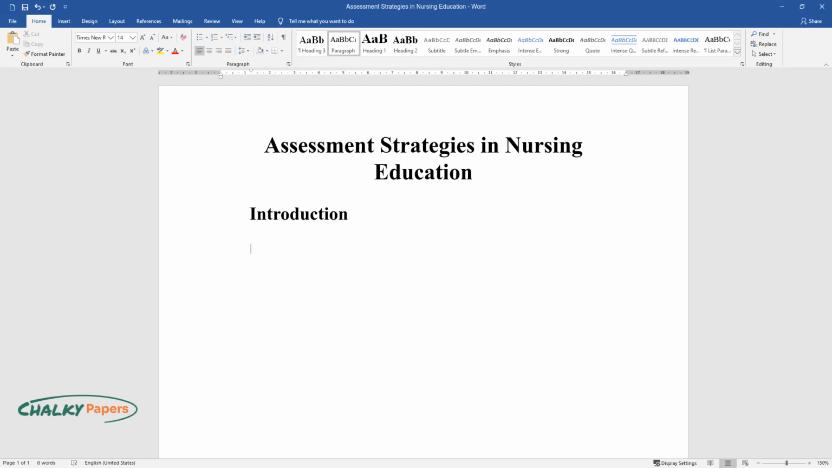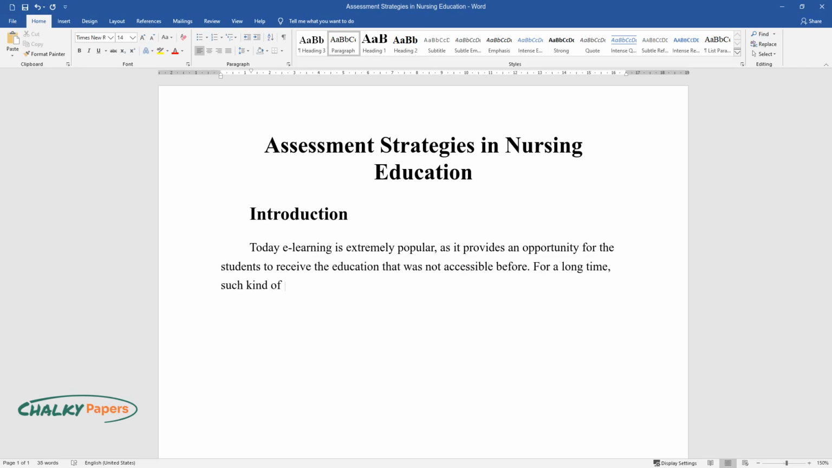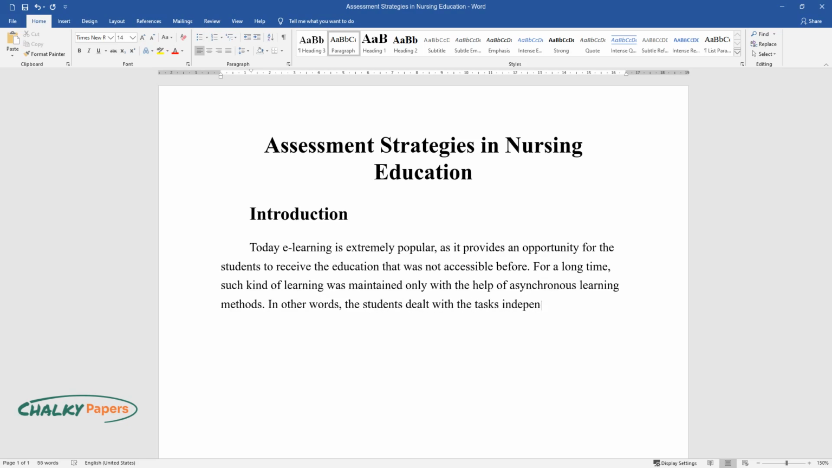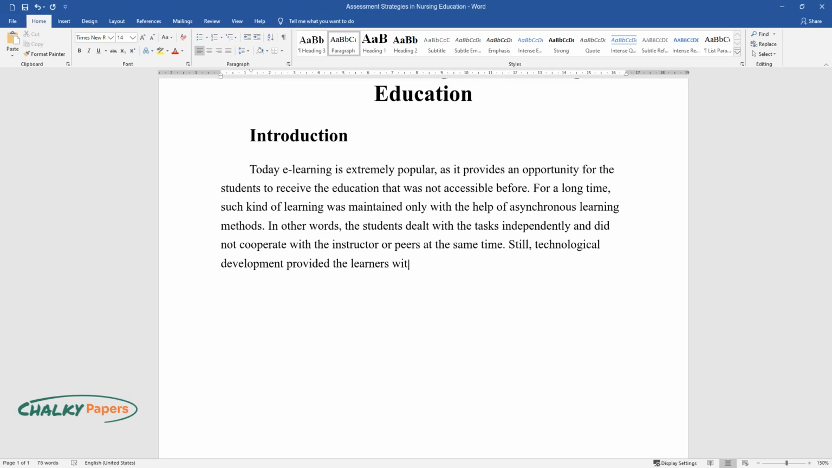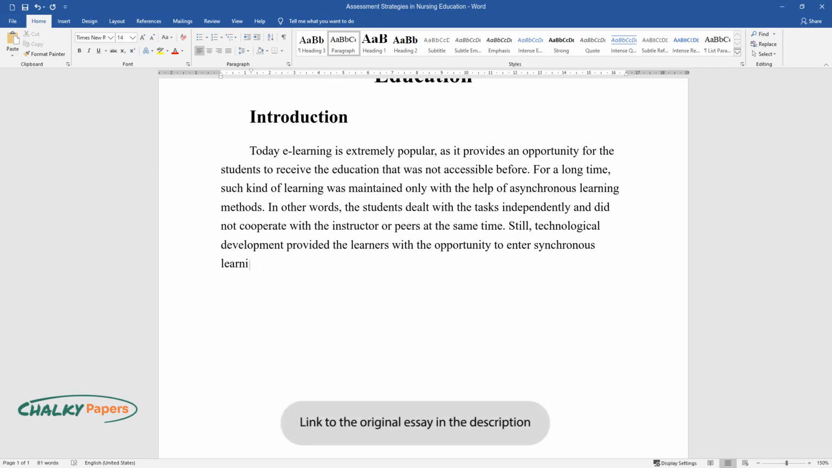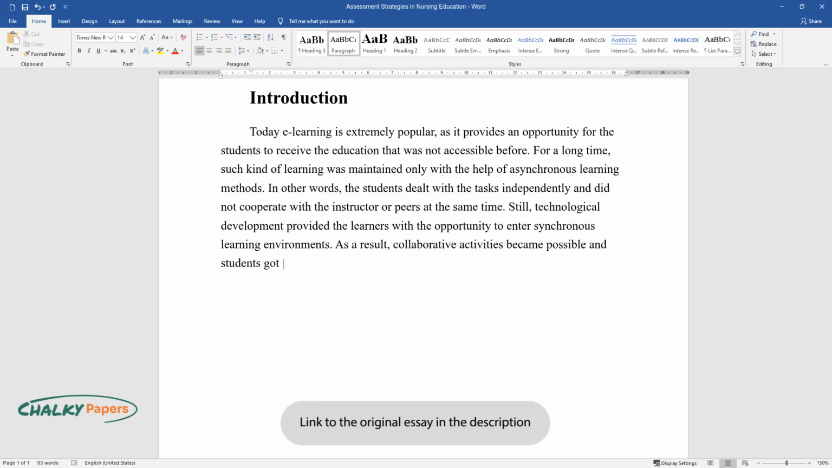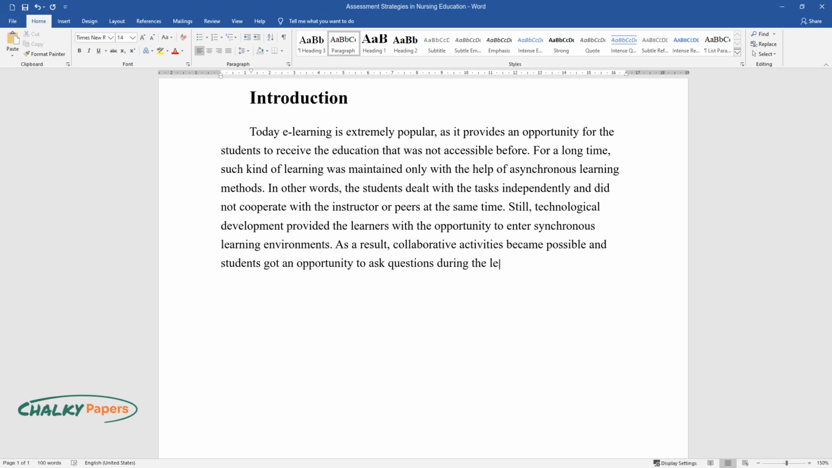Introduction. Today e-learning is extremely popular, as it provides an opportunity for the students to receive the education that was not accessible before. For a long time, such kind of learning was maintained only with the help of asynchronous learning methods. In other words, the students dealt with the tasks independently and did not cooperate with the instructor or peers at the same time. Still, technological development provided the learners with the opportunity to enter synchronous learning environments. As a result, collaborative activities became possible and students got an opportunity to ask questions during the lecture.